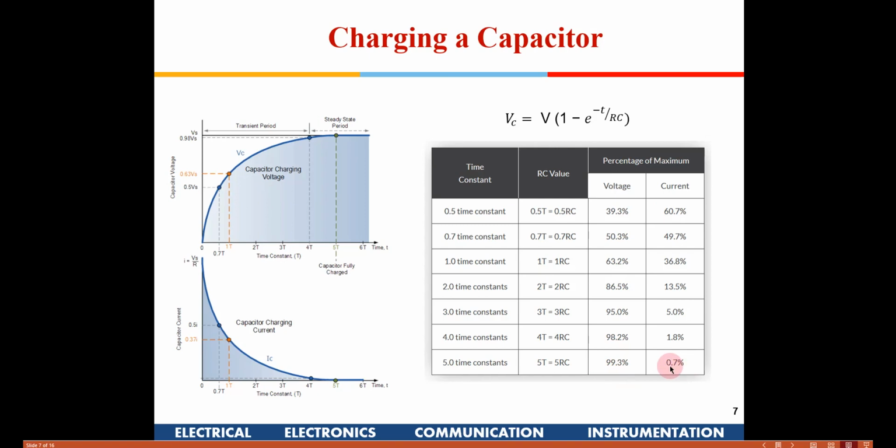So for all numerical problems, if the problem says to find the time for the capacitor to get fully charged, please don't write t equal to infinity. Because we will take 5t and assume the capacitor is fully charged. Theoretically you can say t is equal to infinity, but for all practical purposes, at 5t we will assume that the circuit has come to a stable state.